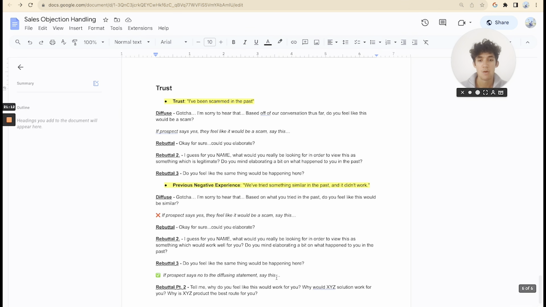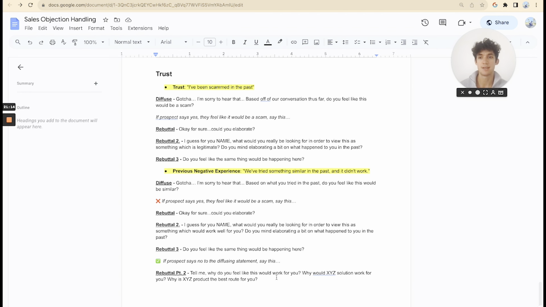Now, lastly, we are going to be moving on into trust. A lot of this stuff will all relate back together. There are going to be loops in here for if they say, yes, I feel like this is a scam, we're going to explore that more.